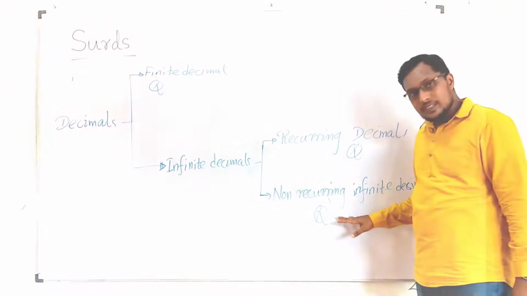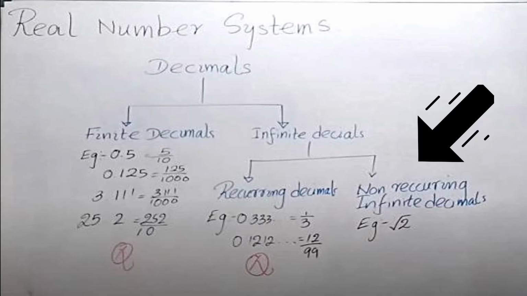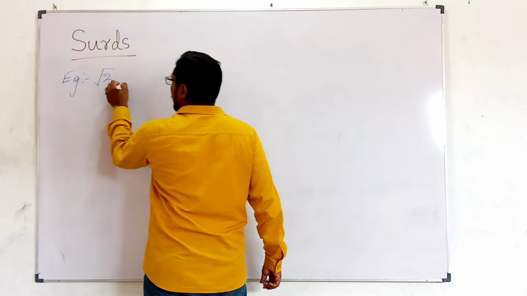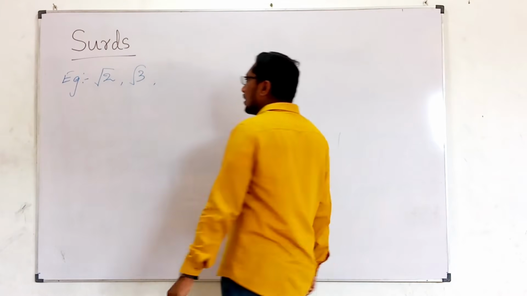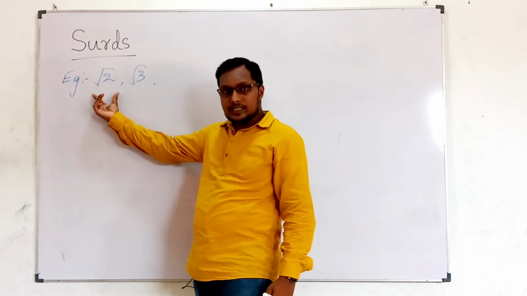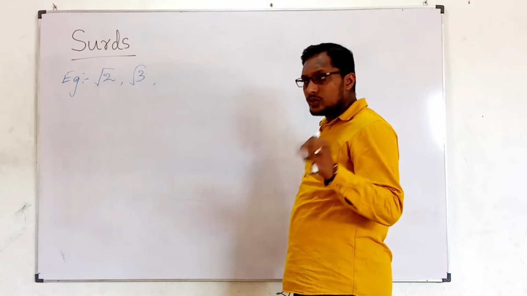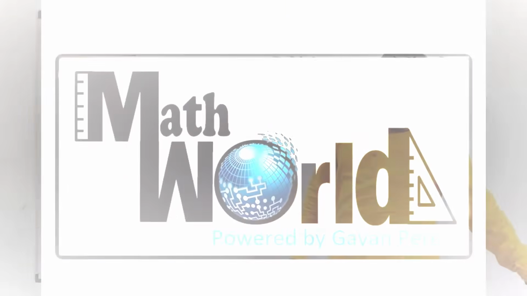So let's see how to work with irrational numbers. Out of the three, one category was irrational numbers. Can you remember what these are? Non-recurring infinite decimals. That means numbers which have no pattern and go on until infinity. Those kinds of numbers we represent by surds. For example, square root 2. This is an infinite decimal and there is no pattern, so this is a simple example of a surd.